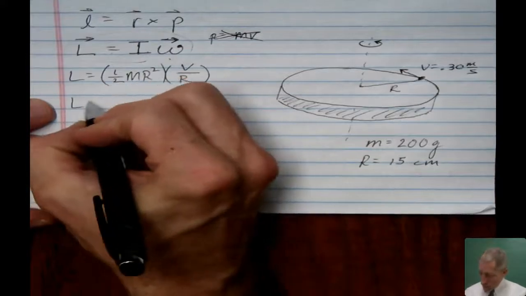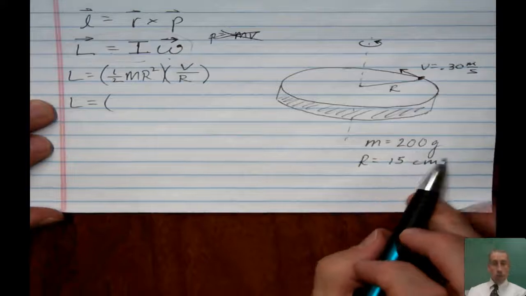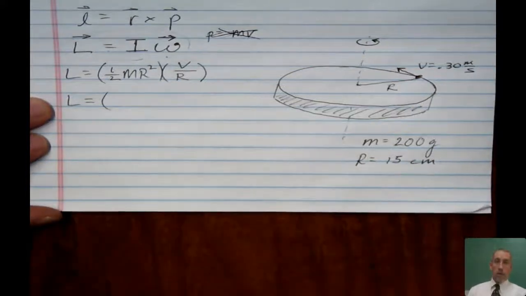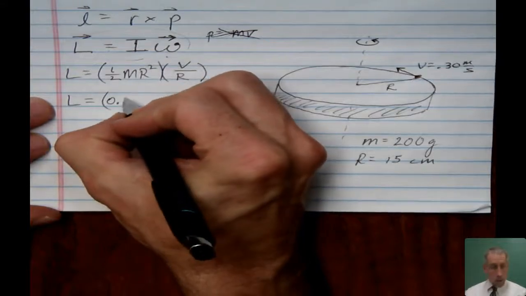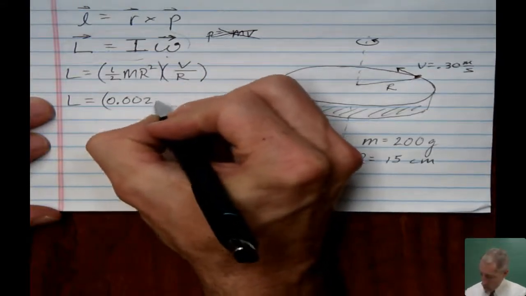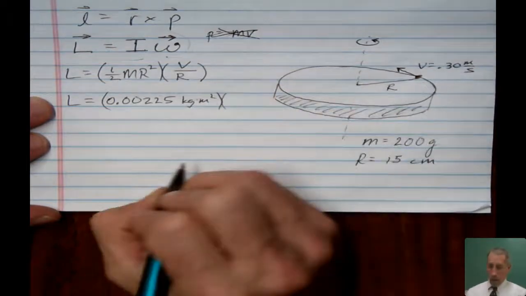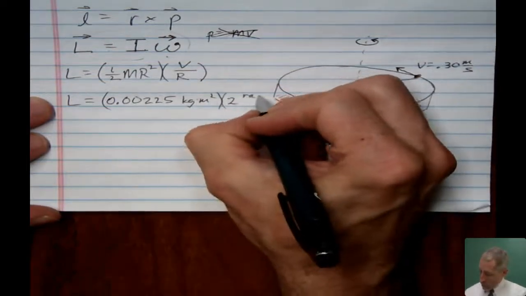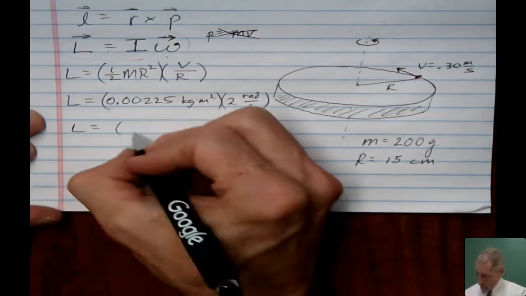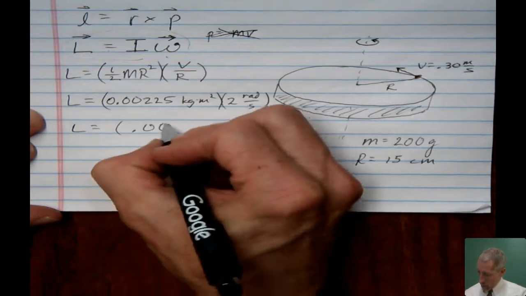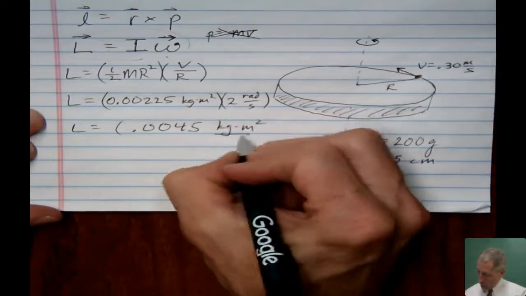So I did this previously. I didn't want you to have to sit through and watch me do all this. Again, I converted my grams and my centimeters into MKS units of kilograms and meters, and I get a moment of inertia of 0.00225 kilograms meters squared, and an angular velocity of 2 radians per second. And so when I multiply those, I get a very nice 0.0045 kilograms meters squared per second.